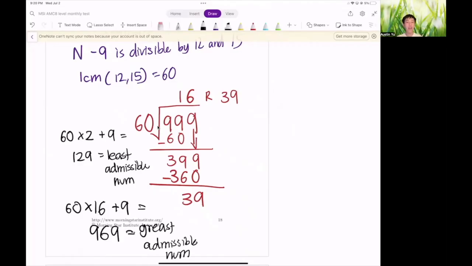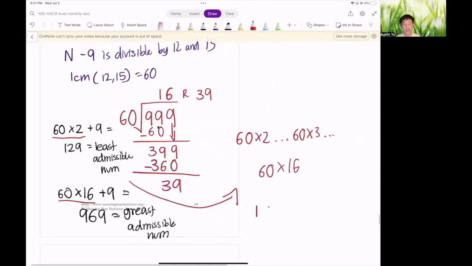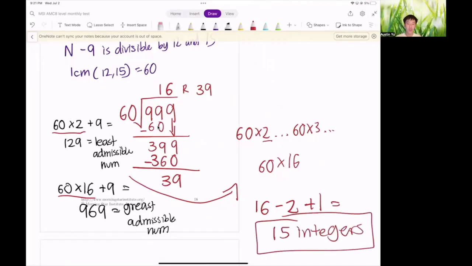And now you have to find out just how many numbers are between 60 times 2 and 60 times 16. So in other words, how many numbers from 60 times 2, then 60 times 3, all the way to 60 times 16? This would just be 16 minus 2, plus 1 because we have to add back the 1 when we subtract, which equals 15 integers. So the answer is going to be 15 integers.